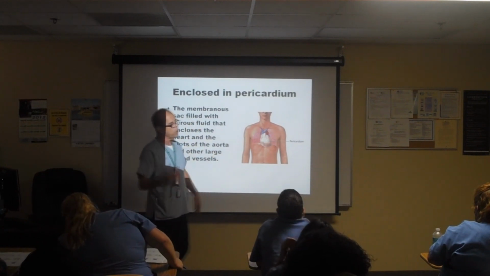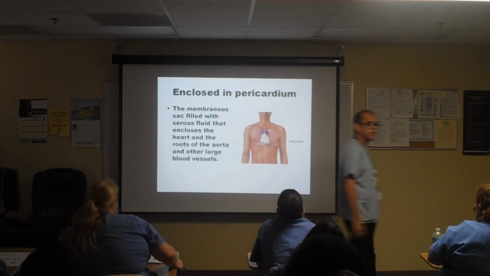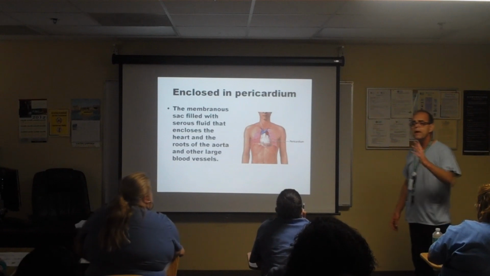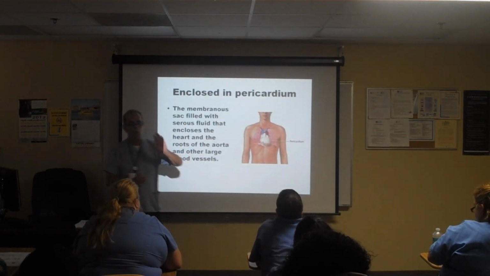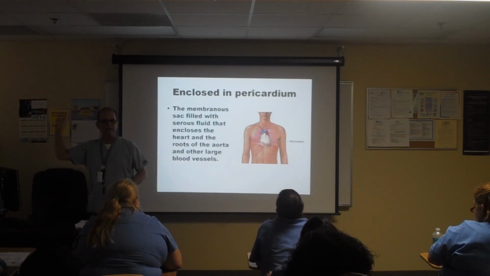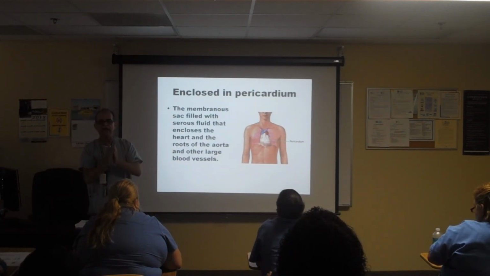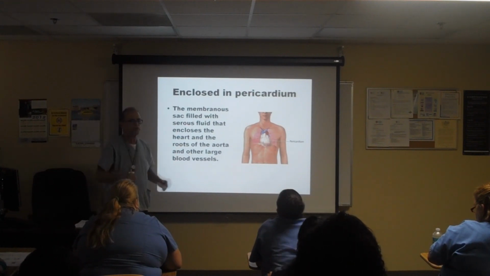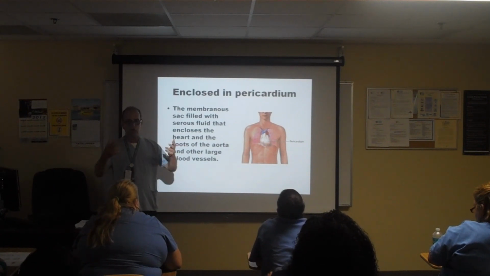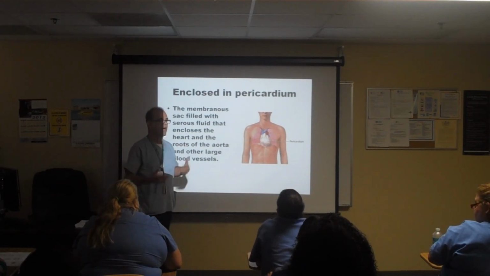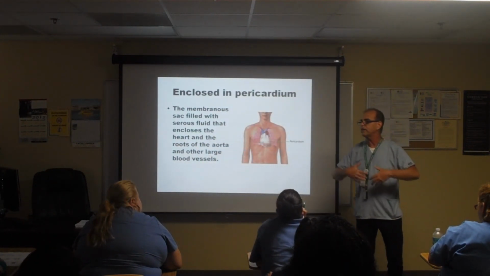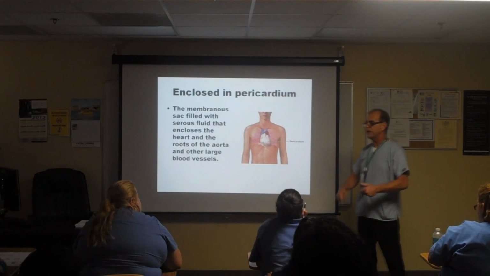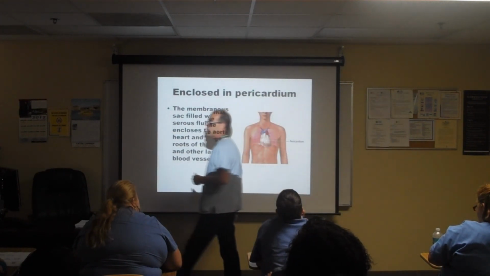Enclosed in the pericardium. We know what the pericardium is. The pericardium is a serous membrane, and serous membranes are always the same. Two membranes, one is called parietal, the other is called visceral, and the two have a cavity in the middle. The three most important examples, but not the only ones, of serosas are the pleura that covers the lung, the pericardium that covers the heart, and the most important for us, the peritoneum that covers the organs in the abdominal cavity. But in this case, we are talking about the pericardium.